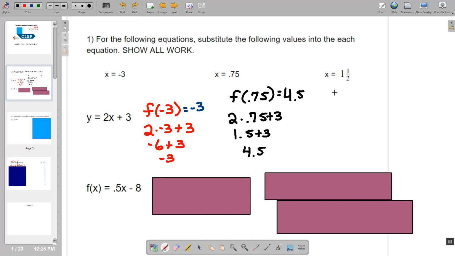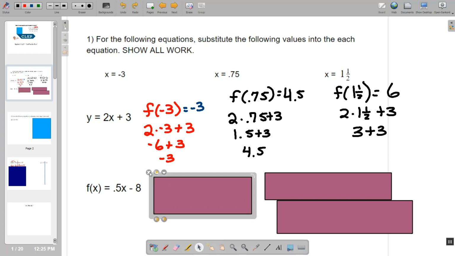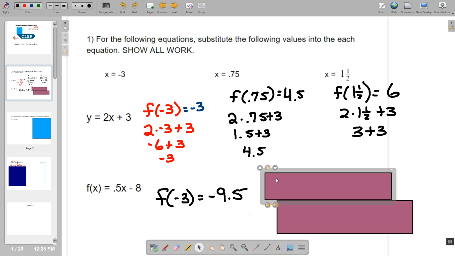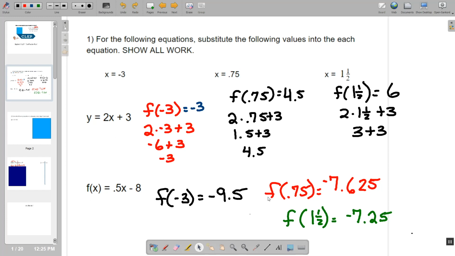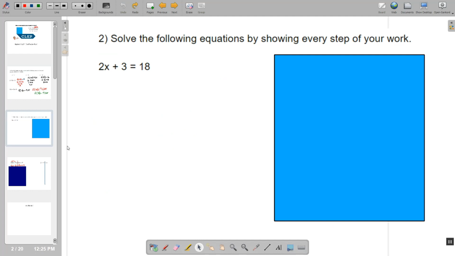Finally, for our last one, we have the function of 1.5 is equal to, well, that would be 2 times 1.5 plus 3. 2 times 1.5 is 3. 3 plus 3, well, that is equal to 6. For the bottom 3 equations, I ended up giving you the answers. If these are not making sense to you, and remember, you can use a calculator, make sure you let me know. Okay. For the second problem, we are solving a bunch of linear equations.